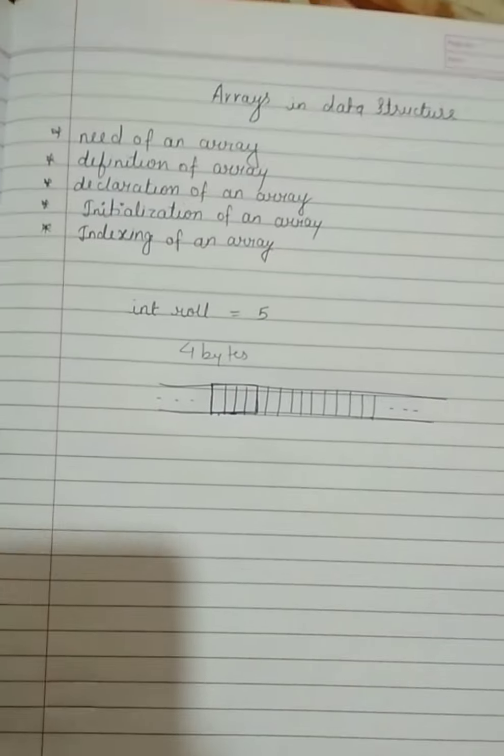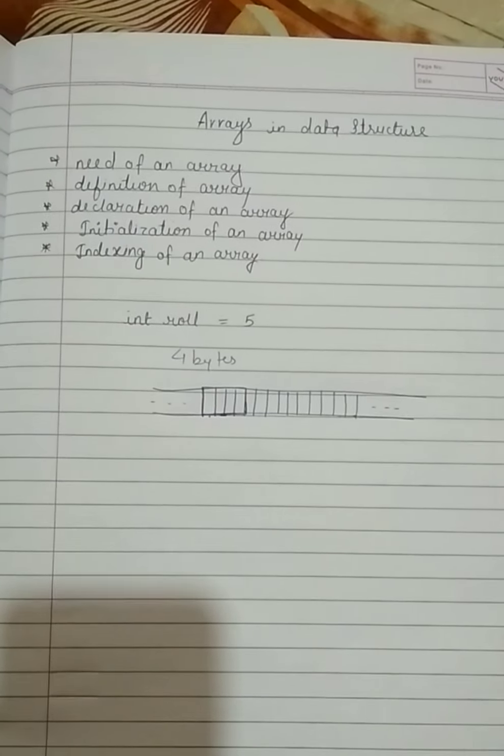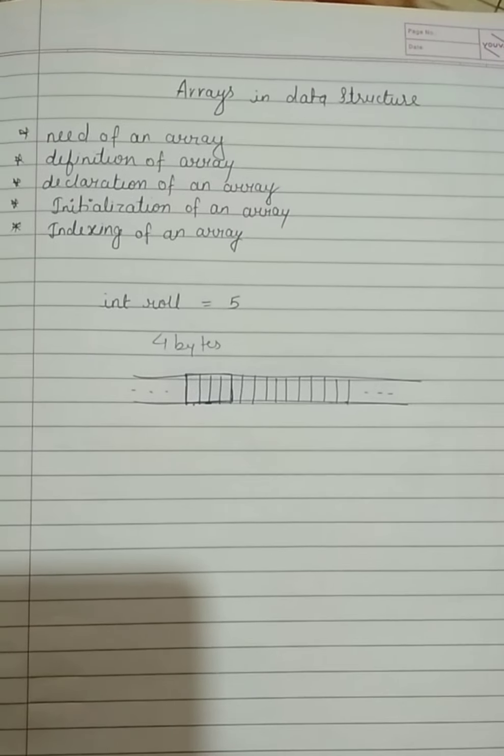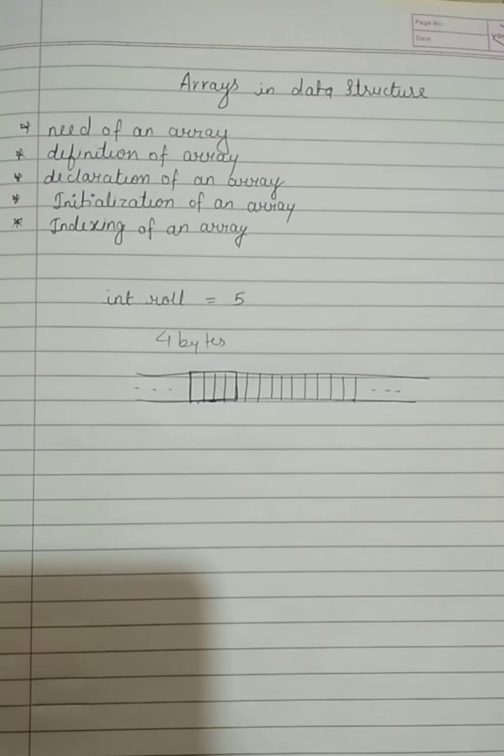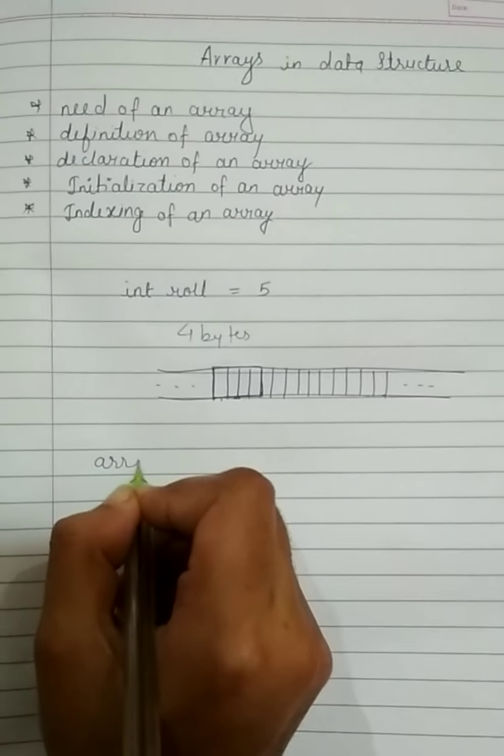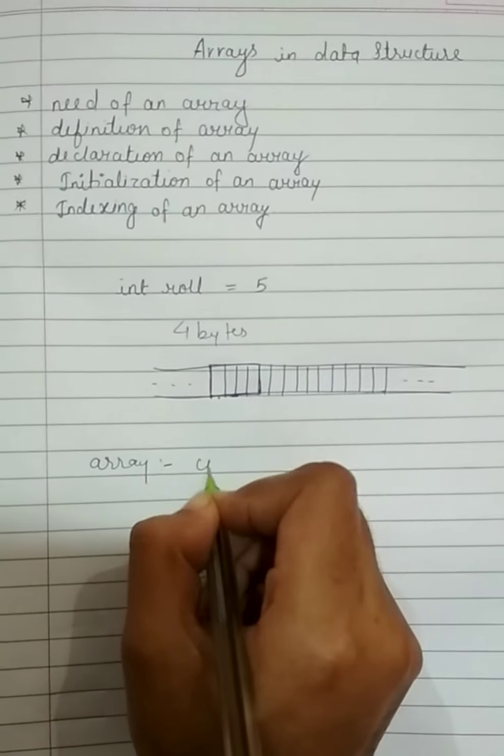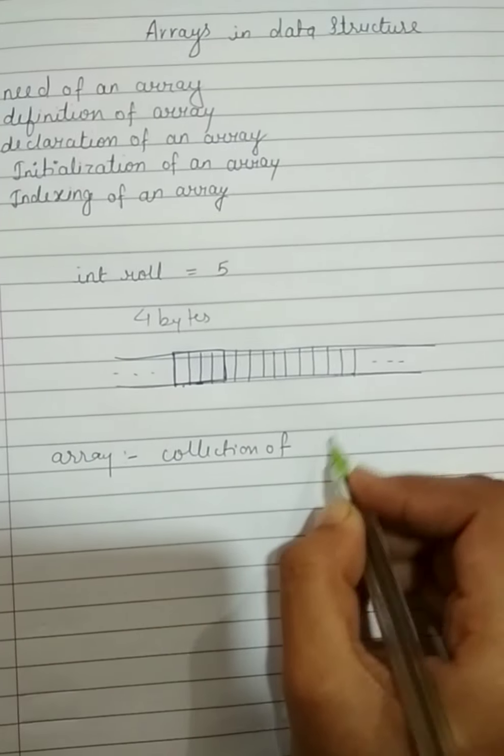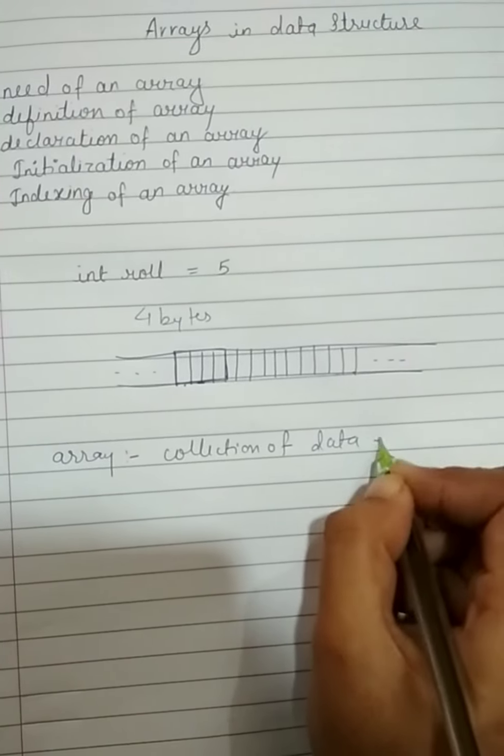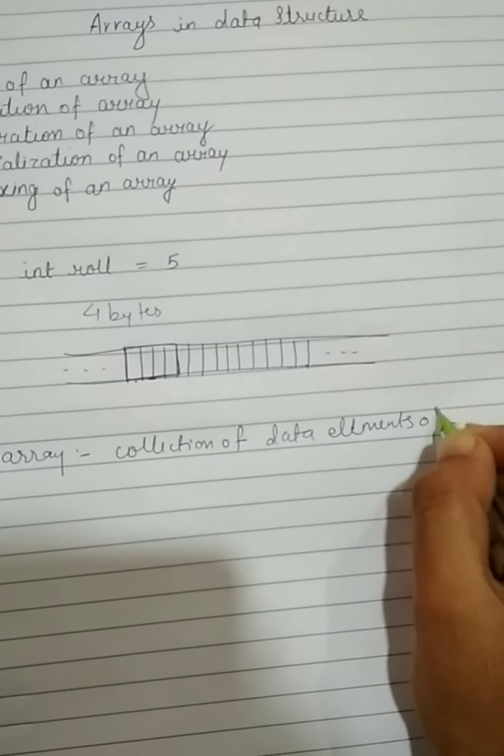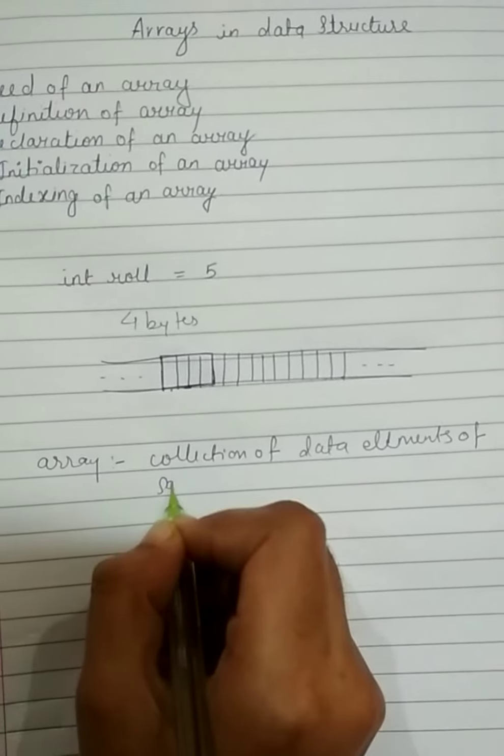Now if you want to store a large amount of data, you want to store roll number of 60 students, then you need what? An array. So an array is what? Array is collection of data elements of same data type.